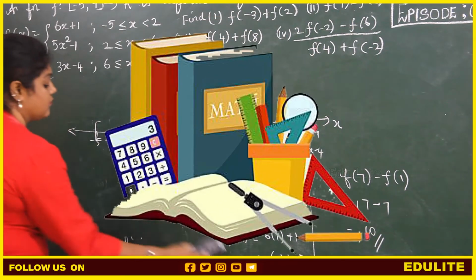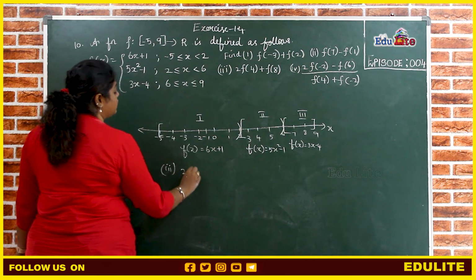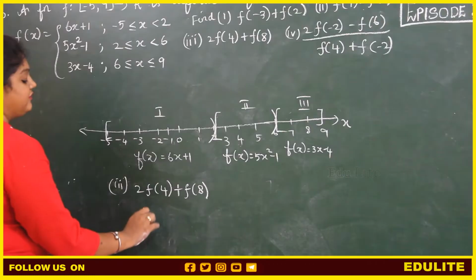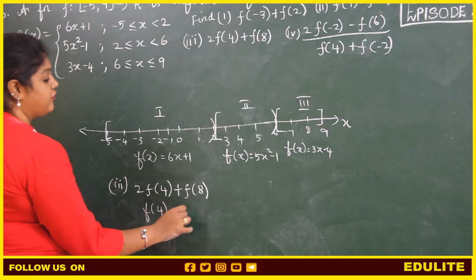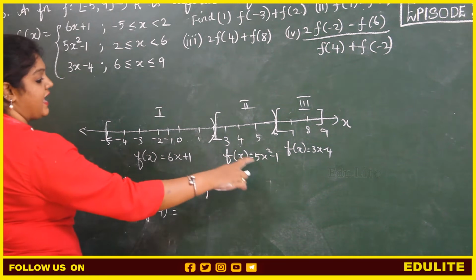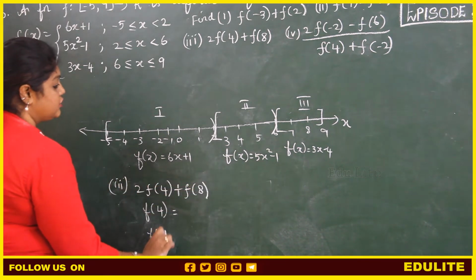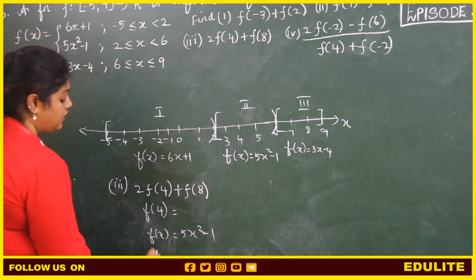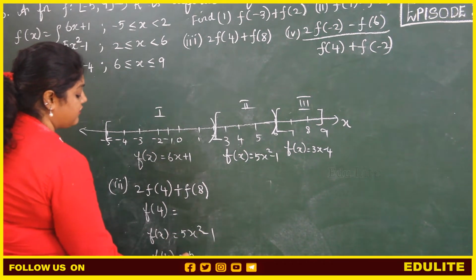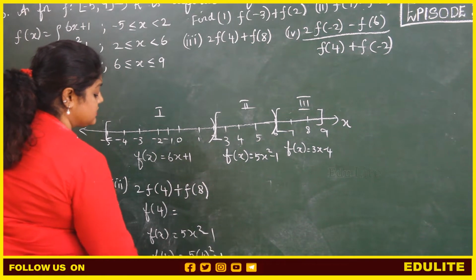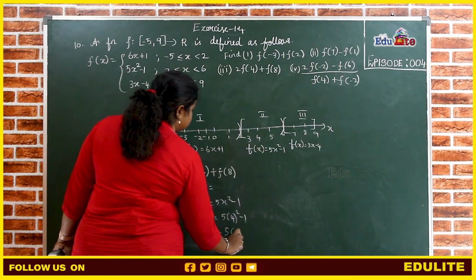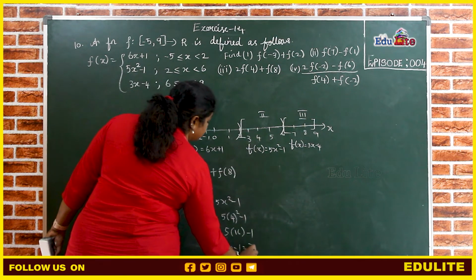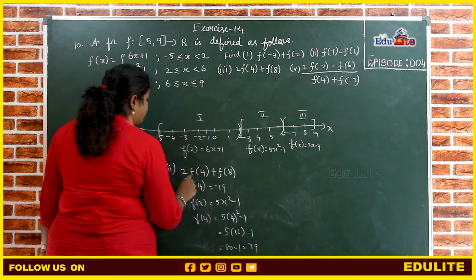Third option is we have to find 2 into f of 4 plus f of 8, we will find one by one. First we will find f of 4. To find f of 4, we have to use the value of f of x as f of x is equal to 5x squared minus 1. Substitute the value of x as 4. So, f of 4 is equal to 5 into 4 square minus 1. 4 square is 16, 16 into 5 it is 80. 80 minus 1, 79. f of 4 is 79.